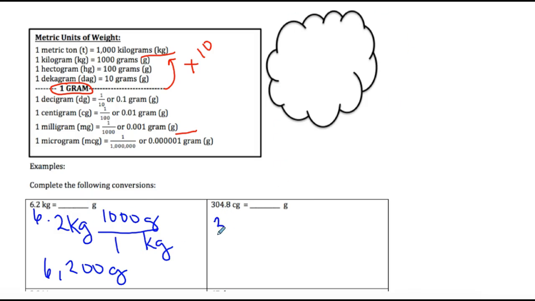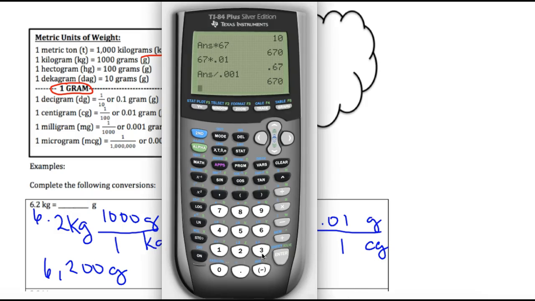Okay, so if I have 304.8 CG, CG stands for centigrams. So centi means 100, right? So if I look here, centigrams and grams, 1 centigram is 0.01 of a gram. So when I multiply them together, if you want to use your calculator, you can. 304.8 times 0.01, and that's where I get 3.048.